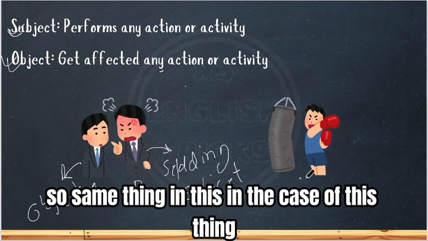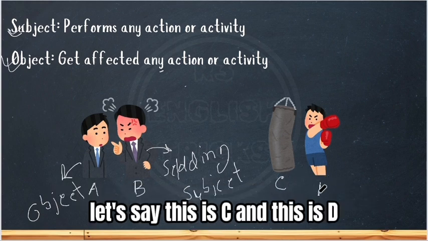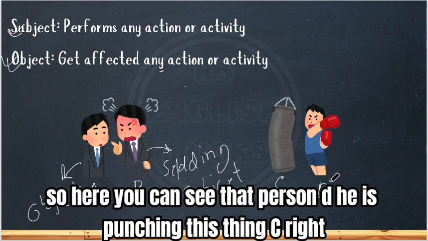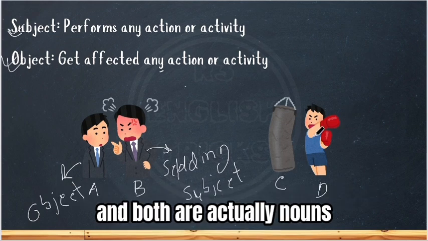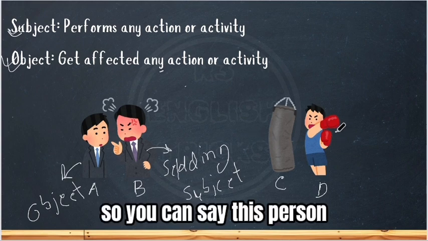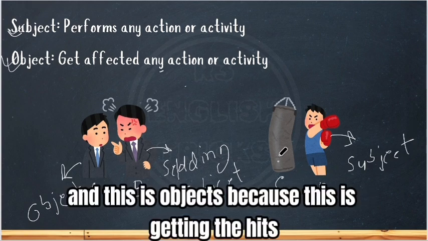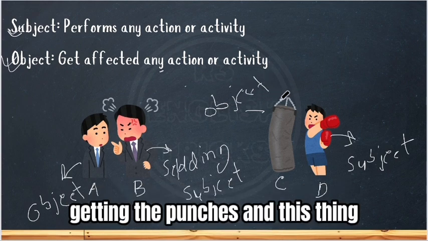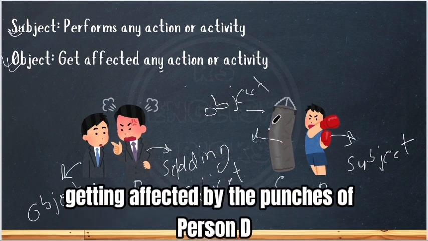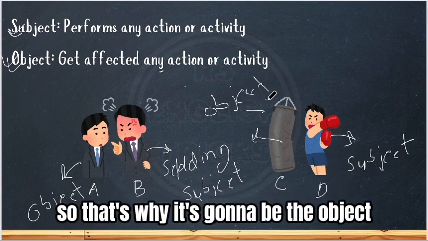Same thing in the case of this picture. Let's say this is C and this is D. Here you can see that person D is punching this thing C, right? And both are actually nouns. So you can say this person is the subject because he's the one who's punching, and this is the object because this is getting the hits, getting the punches. This punching bag is basically getting affected by the punches of person D. So that's why it's going to be the object.